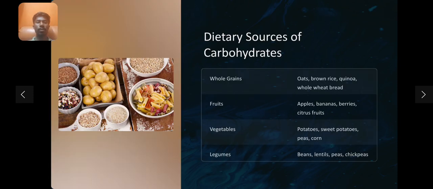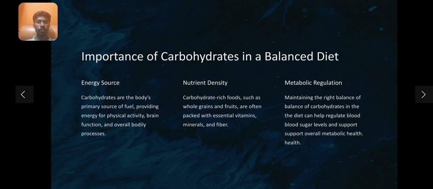Dietary sources of carbohydrates include whole grains, fruits, and vegetables. From fruits: apples, bananas, and berries. From vegetables: potatoes, peas, and corn. Wheat is also a good example. These are the best examples of sources of carbohydrates.